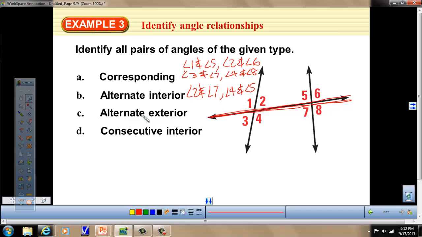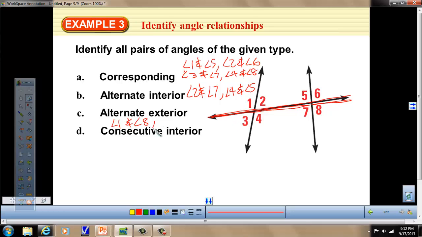For alternate exterior, we're going to deal with 1, 3, 6, and 8 because they're on the outside of these two lines. And we want alternate sides. So if we're looking at alternate sides here, we have angle 1, which is top left here. We're going to match it with the bottom right here, which is angle 8. So angle 1 and angle 8 are alternate exterior.